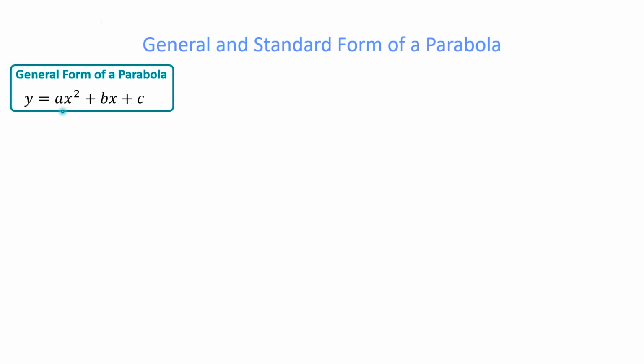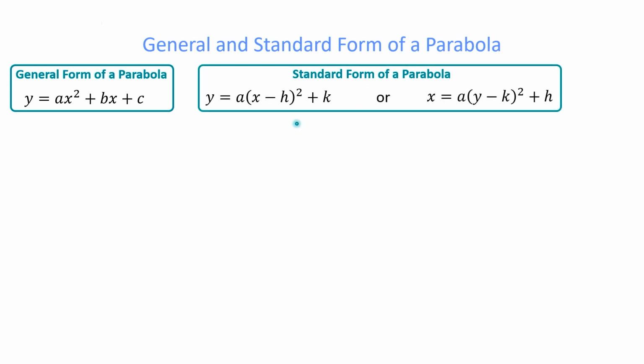Now, this is the equation of a parabola in general form, which is useful for things like the quadratic formula. However, we can obtain more information if we write the equation of a parabola in standard form. And we have two types. Now, the values of a, h, and k will be the values that will help us determine more information about the parabola, and we'll look at that later on.